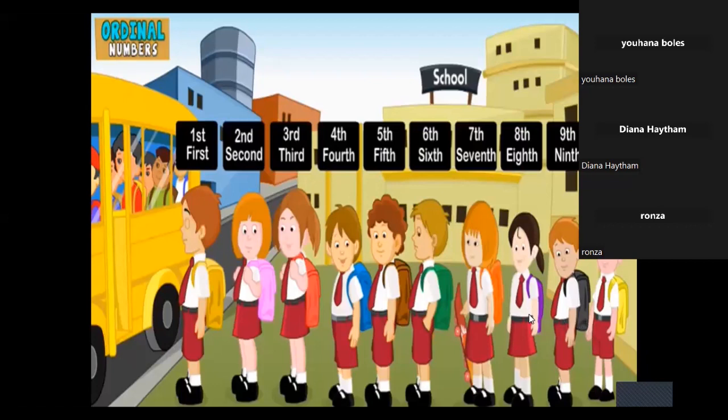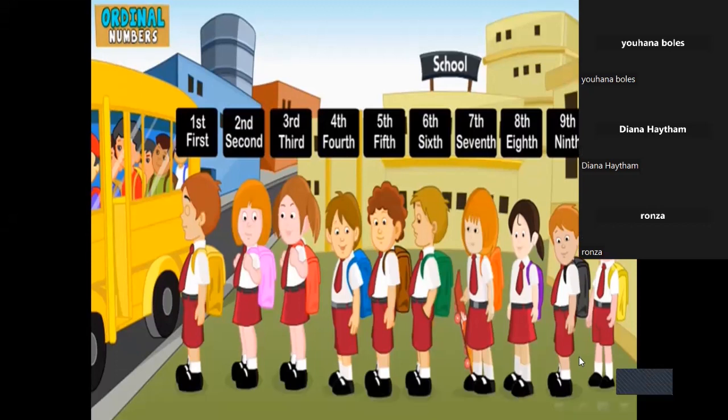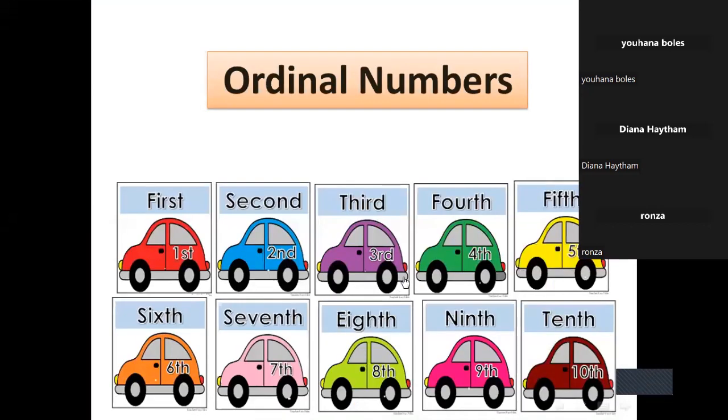I will ask you about where is the place of the girl that wears the purple bag, purple one. Purple. Where? Where is she? Raise your voice. Excellent. I will clap for you. Super. Excellent. Thank you, lovely. Thank you, Ronza. Okay, let's complete our session.